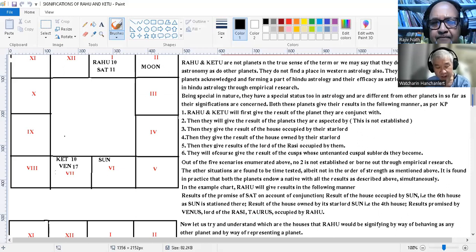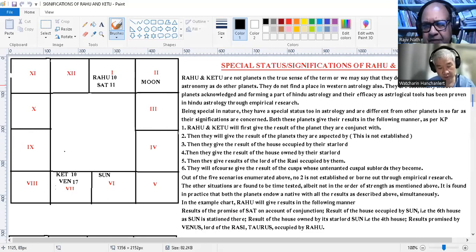So Rahu and Ketu are more powerful than other planets. Correct? Yeah. Let's see. Back to the one that is said, not established theory, the second choice, the second topic that is said.